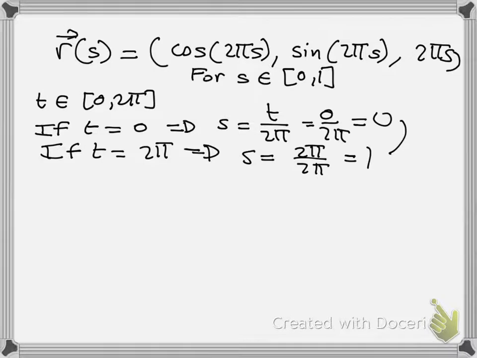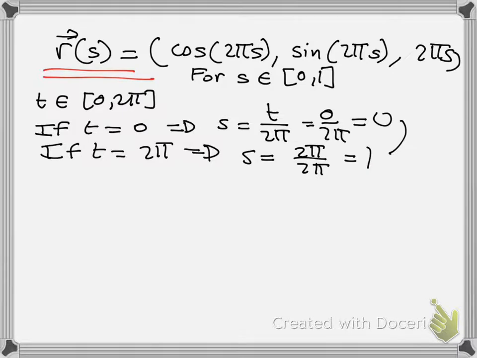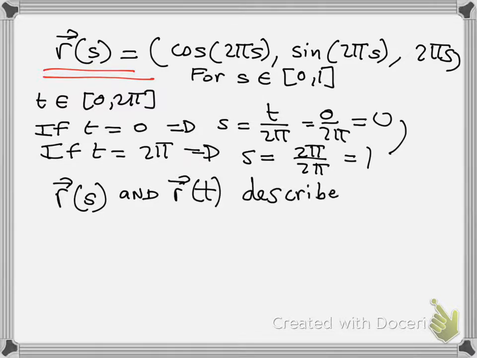So what I'm saying here, guys, is that we have these two different parameterizations, r of s and r of t. However, if you try to graph the two curves, they're going to be the same curve. This is my r of t. And now if you graph r of s from 0 to 1, it's going to be the same curve. So r of s and r of t describe the same curve.